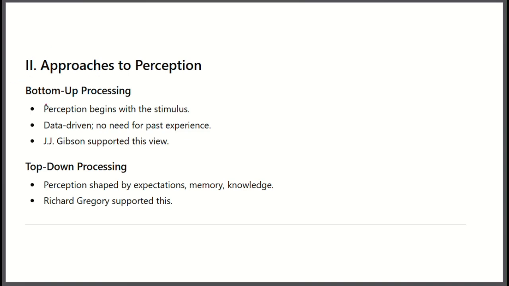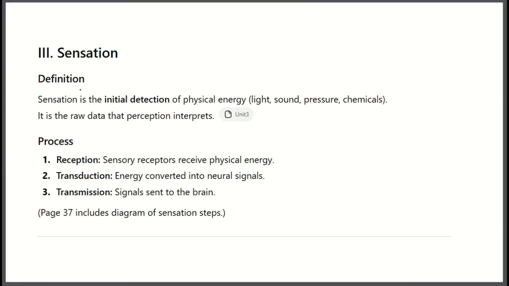Approaches to perception, page 35. Bottom-up processing: perception begins with the stimulus. It is data-driven, with no need for past experience. J. Gibson supported this view. Top-down processing: perception is shaped by expectations, memory, and knowledge. Richard Gregory supported this.